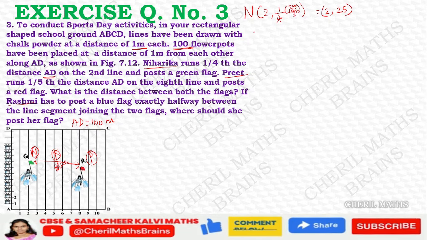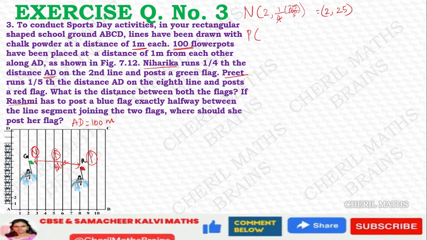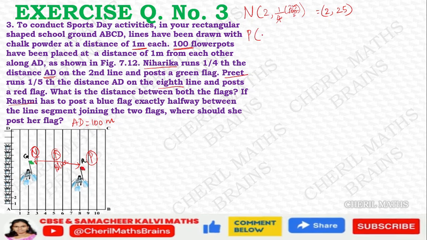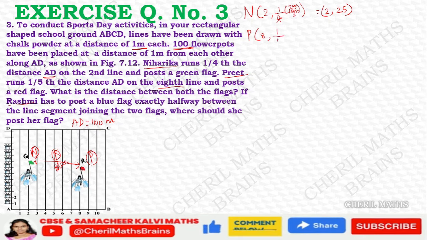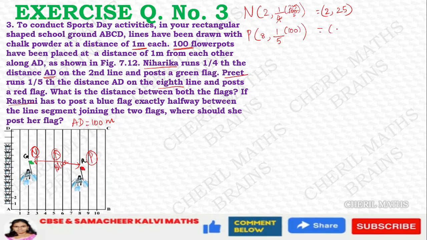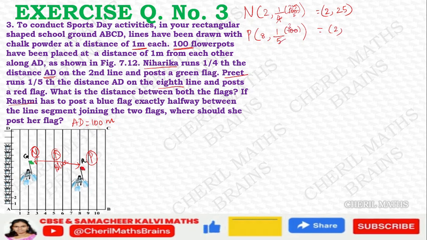This is for Niharika. Next is for Preet. For Preet, it is going to be on the 8th line. So it is going to be 8 comma, it is 1/5 of AD. So it is 1/5 into 100. 5 2s are 10, so it is going to be 20.